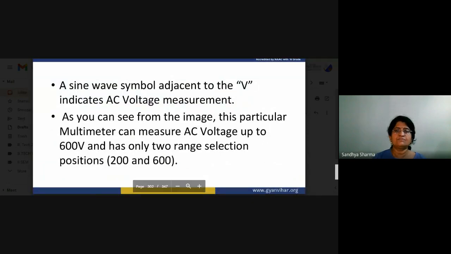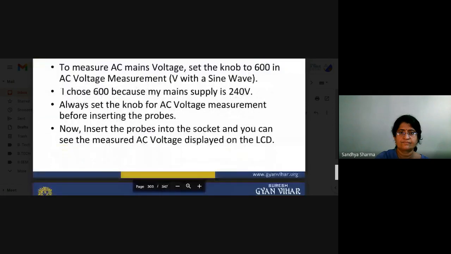The sine wave symbol adjacent to the V indicates the AC voltage measurement. As you can see from the image, this particular multimeter can measure AC voltage up to 600 volts and has only two range positions, 200 and 600. Now to measure the AC mains voltage, set the knob to 600. I choose 600 because my main supply is 240 volts. Always set the knob for AC voltage measurement before inserting the probes.